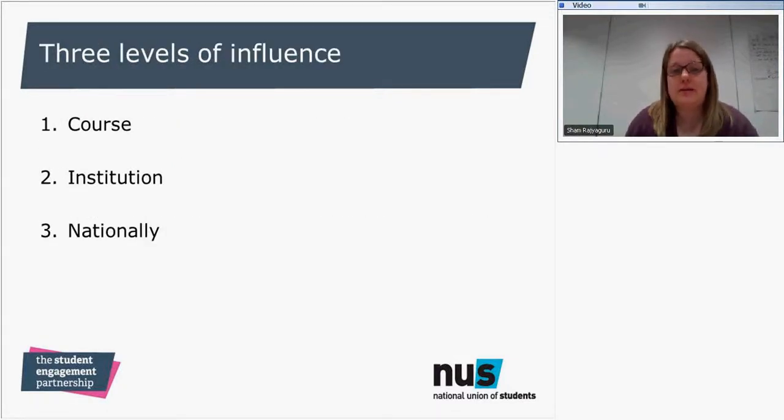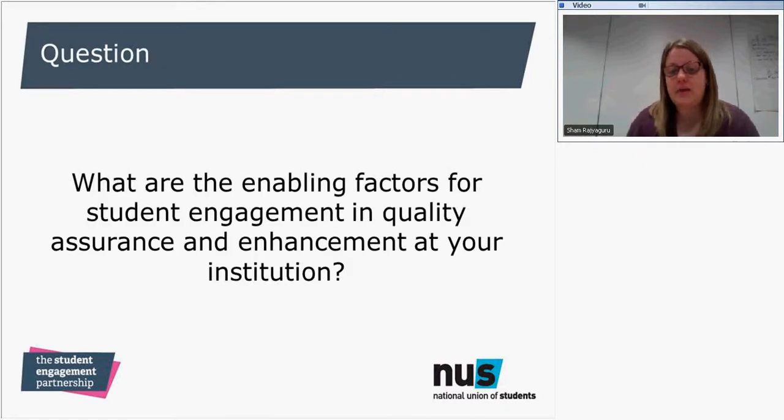So, levels of influence: students might have an influence over the quality of their learning experience. The first is at a course or faculty level, the second is at an institution-wide level, and the third is at a national level. And I am going to take you through some examples of how students can influence quality at those different levels.